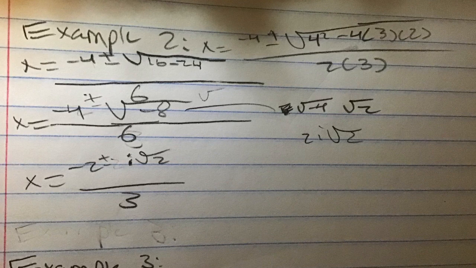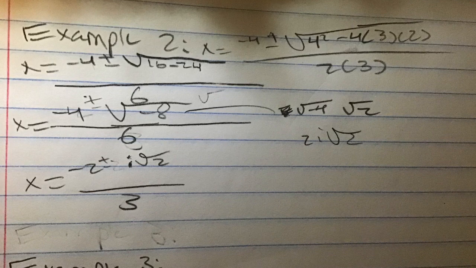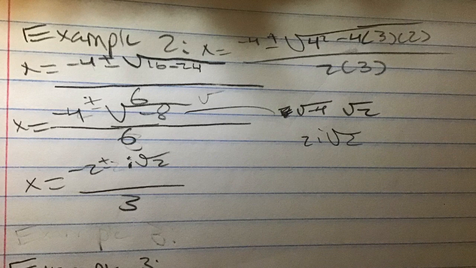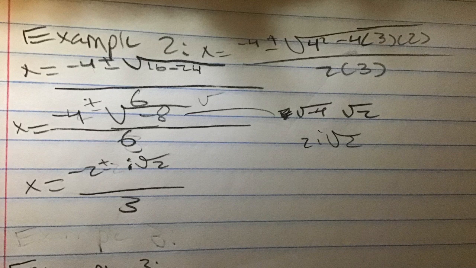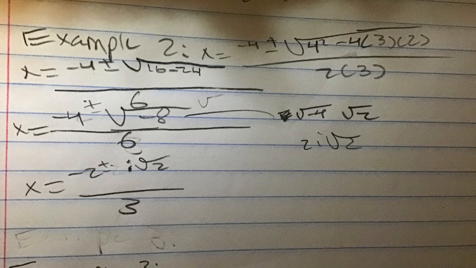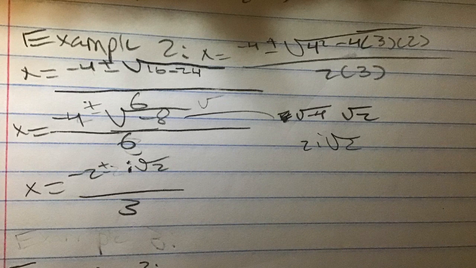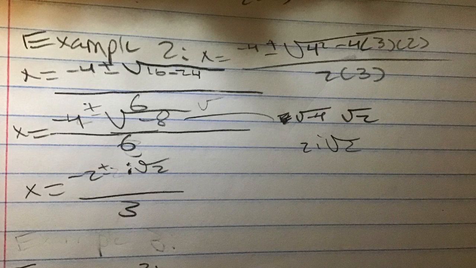Next, we're going to simplify everything in the square root. So x equals negative 4 plus or minus the square root of 16 minus 24, which is negative 8, all over 6 though. Now, we're going to simplify the square root more and also simplify the outside because they're both divisible by 2. So, let's do the square root first.